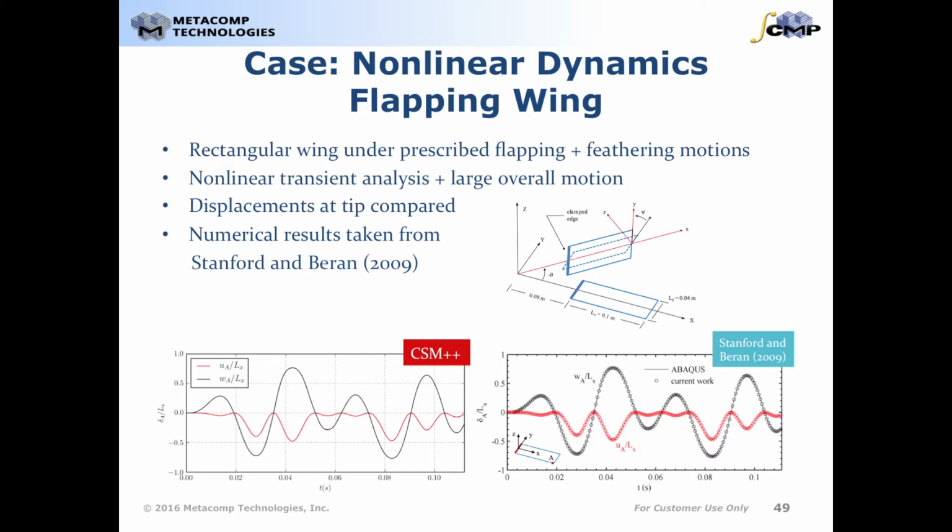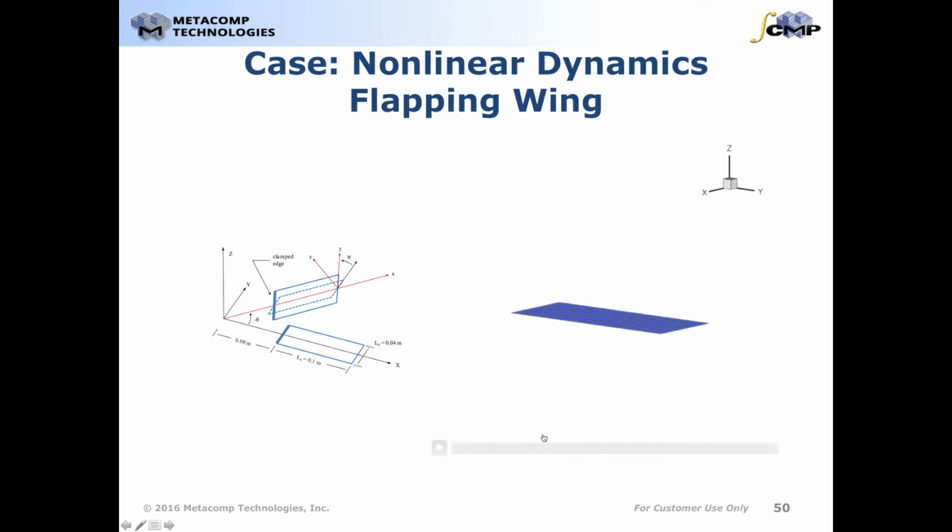The next case involves the nonlinear dynamics of a flapping wing. Here, a rectangular wing modeled as a shell undergoes prescribed flapping and feathering motions. This is a nonlinear transient analysis with a large overall motion specified. To compare with existing numerical results, the time histories of the tip displacements of the shell model are shown here. The solution can be visualized in the AUI as shown in the animation below.